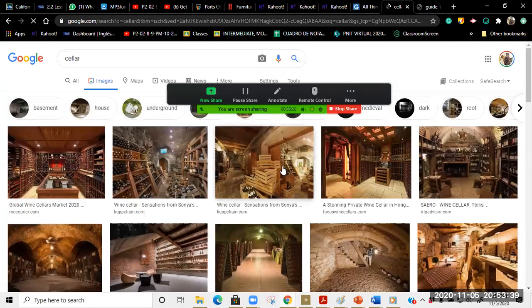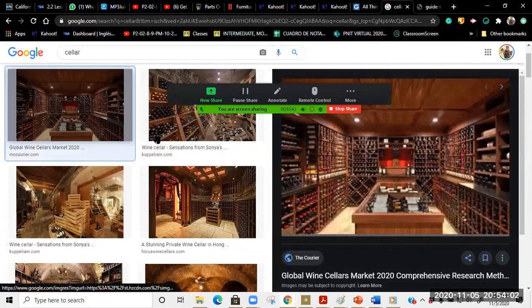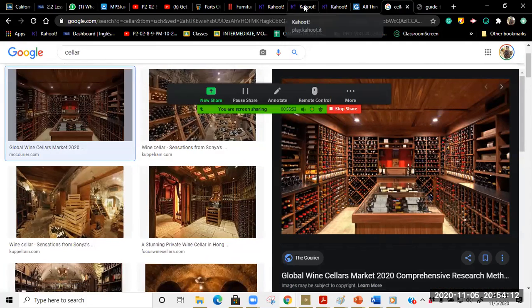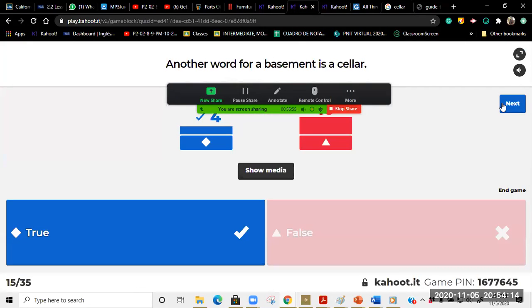¿Ven? Ahora bien, le explico. Un cellar es donde guardan el vino. Usualmente lo ocupan para guardar vino, y usualmente queda abajo de la casa. That's a cellar. Le llaman wine cellar. Es como un basement. This is a new word. Está abajo por el calor, para conservar el vino a la temperatura que necesita. That's a wine cellar.